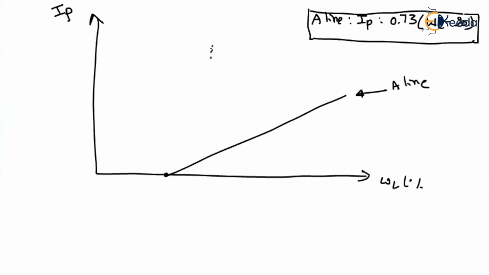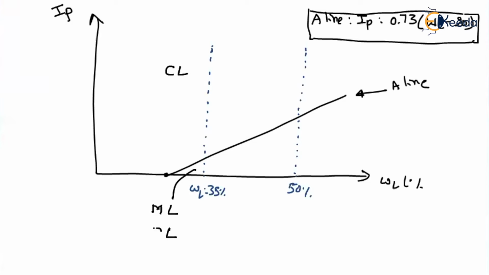Imagine I am drawing a vertical line, where let us say my liquid limit is equal to 35%. And one more value I am considering here, my liquid limit is 50%. So if I am getting a liquid limit less than 35, what can I say? I can say that my soil is low compressible. If my point is above the A line and it is less than 35, then it is low compressible clay. Then what about below the A line? Either it is a silt or organic.